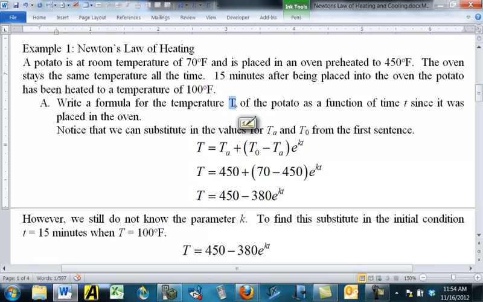So let's see if we can write a formula for the temperature T of the potato, capital T, as a function of the time, little t, since it was placed in the oven. So t equals 0 is the time it was placed in the oven.